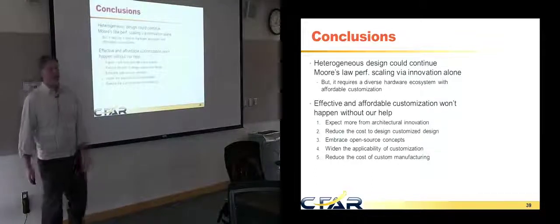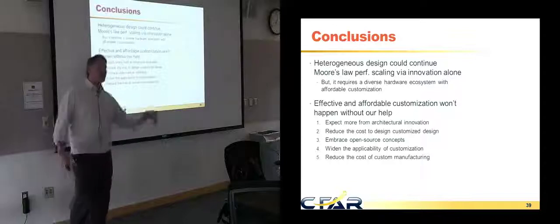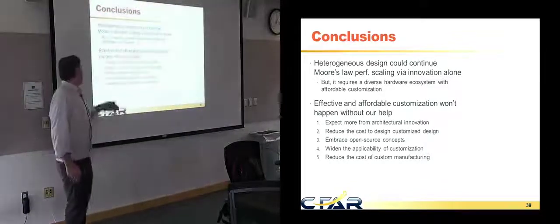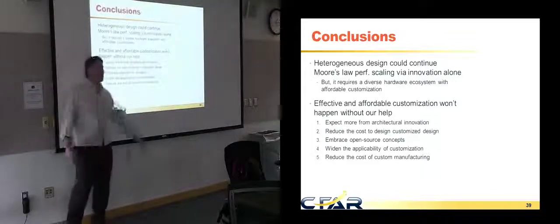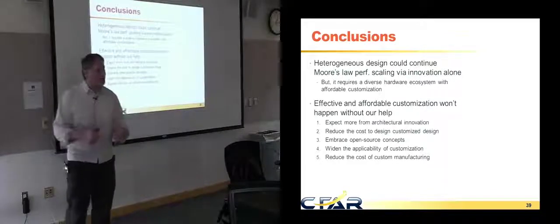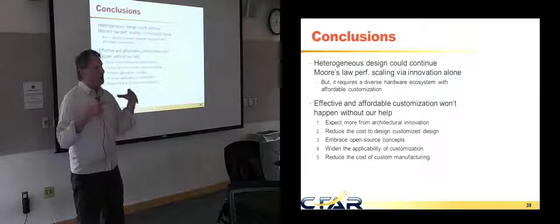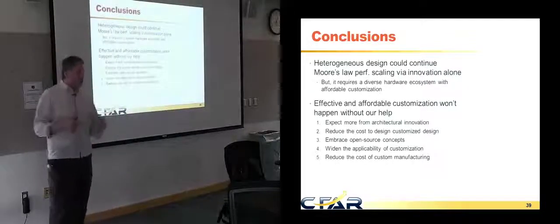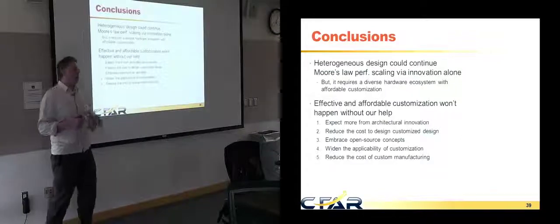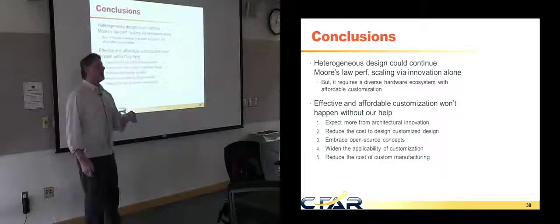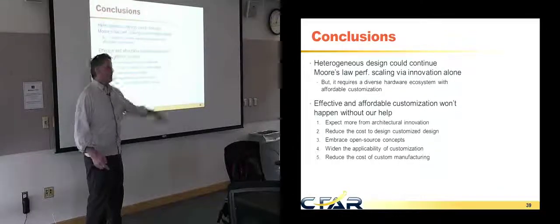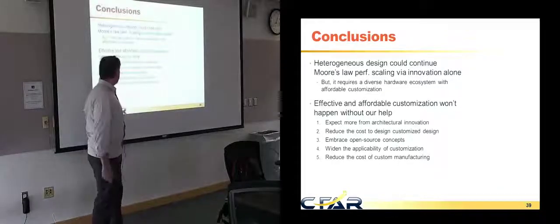Four, we need to widen the applicability of customization by targeting not applications, but algorithms. And once we do that, we can lower the cost of manufacturing because now we can create modularity at the hardware level and we can compose a system architecture out of cheap physical components. The NREs that are killing us are going to be embedded on those components and they'll be amortized over all the world of systems that might want that particular component.